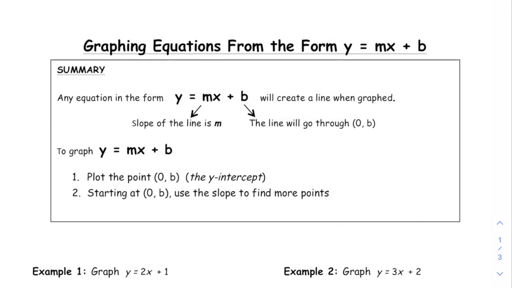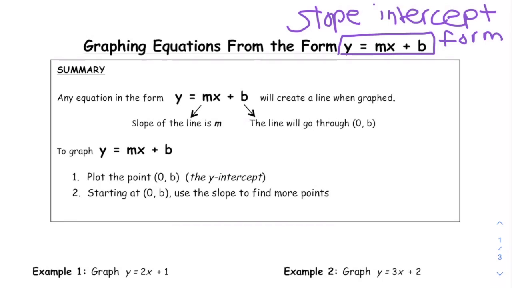Hi everyone! Last week you looked at how to calculate the slope of a graph and from 2 points. This week we're going to be graphing equations from a form that's called Slope Intercept Form. The reason it's called Slope Intercept Form is because we can see the slope and the intercept in the equation.